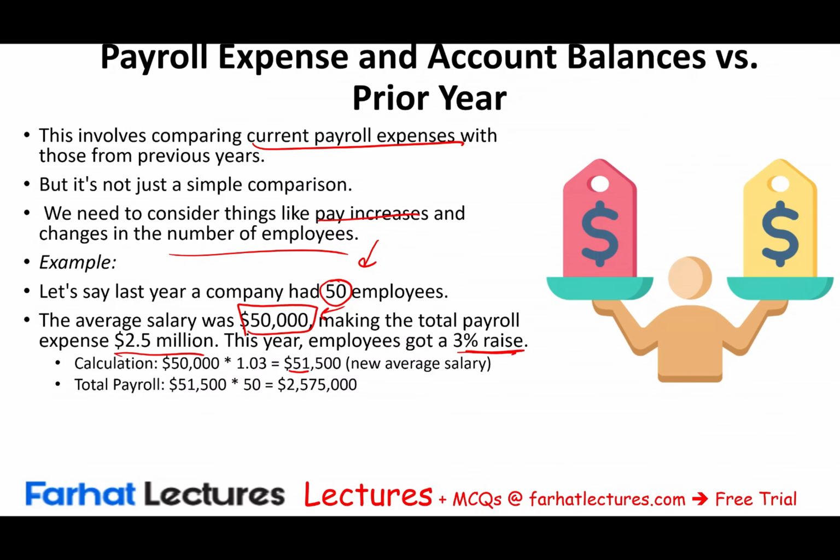Nevertheless, you could do so. And if we take 51,500 times 50 employees, the payroll expense should be 2,575,000 approximately. Again, these are approximate. Now, if we went from 50 to 55 employees, then you have to make an adjustment. If we went from 50 to 45 employees, you have to make an adjustment. If we are paying bonuses, you have to make an adjustment.